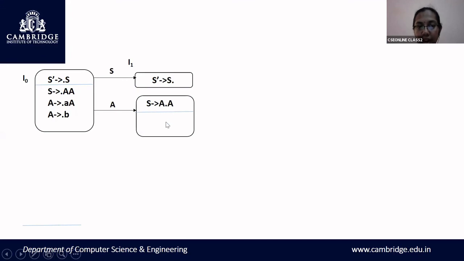What is the closure of A? You have only two production rules where A is on the LHS. Add those two rules also. Fine. Again, coming to the new production rule that you have added, dot is followed by terminal A. You cannot take closure. Again, dot is followed by terminal B. No need of taking closure.